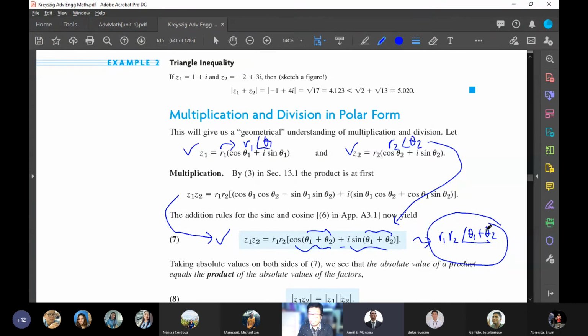Okay? So, ano yung point natin dito? What would be our point here? As you can see, the product of two complex numbers in polar form is the product of their magnitudes and the sum of their angles. So, gagawin natin, kung meron tayong numbers in polar form, we simply multiply their magnitudes and then add their angles. Is that clear?